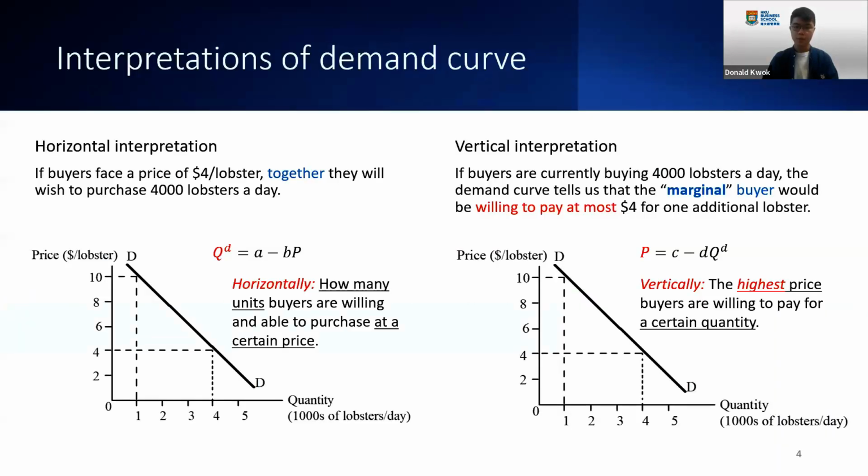So here about the interpretation of the demand curve. What does it mean by the horizontal interpretation of the demand curve? You're given a particular price and you would like to find a corresponding quantity according to the demand curve. This is what it means by the horizontal interpretation of the demand curve. What you are trying to do here is to find the number of units that buyers are willing and able to buy at this particular price. As you can see, at the price of $4, the corresponding quantity demanded will be 4,000 lobsters. So this would be the horizontal interpretation of the demand curve.